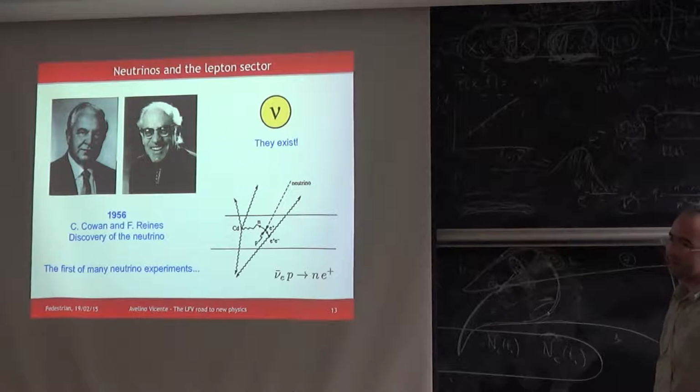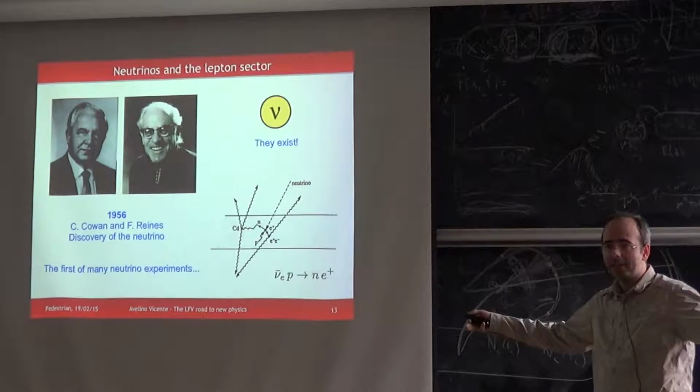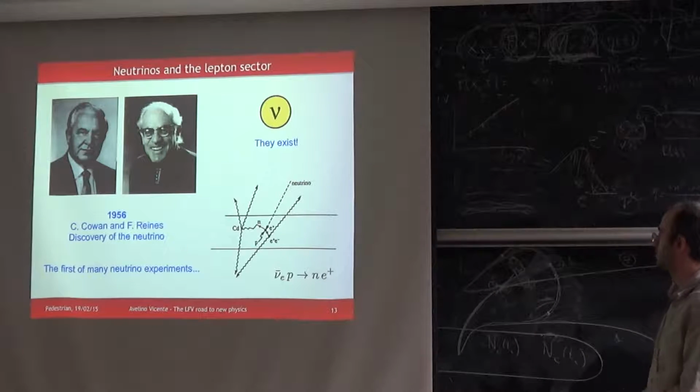And that was fantastic. It was also a proof that Pauli was wrong, because neutrinos could be discovered. You just need to put a lot of material and to have a huge flux of neutrinos. But in principle, you can do it.